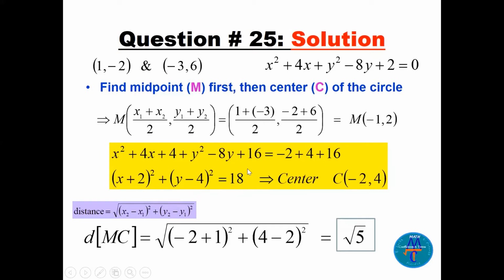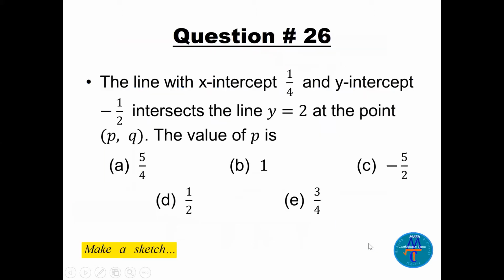Now we don't use the radius in this question. So the center is minus 2 and 4. I have M, I have C, and I need the distance between M and C. That's the distance formula, which I wrote for you in a nice color. So we take minus 2 minus minus 1, and then 4 minus 2. Altogether it becomes the square root of 5.